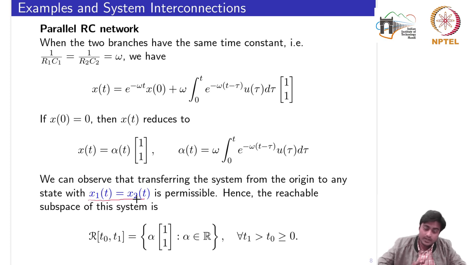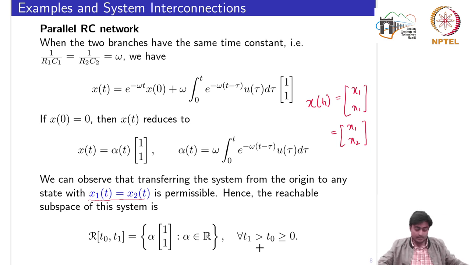Now what does it mean? If I am having the value x1, the other should be the same. If I want to reach another value, let's say x1 and x2, which are different, then I cannot reach it. So this is controllable under this condition only. We define the reachable subspace of the system as this one, alpha times 1 and 1, such that alpha belongs to the set of real numbers. When we put t equal to t1 here, this becomes a proper definite integral. That's why it belongs to the set of real numbers.